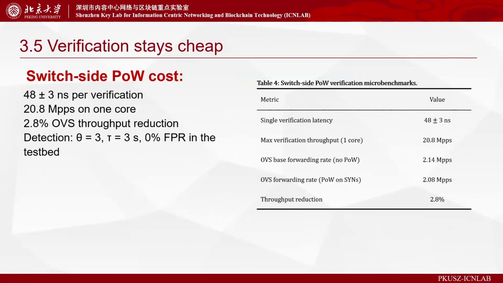Verification is not the dataplane bottleneck of our prototype. A single verification takes 48 nanoseconds, and one core reaches 11.8 million verifications per second, far above the 350 kbps attack rate. Enabling PoW verification in the SYN path reduces the measured open-connection rate by only 2.8%.